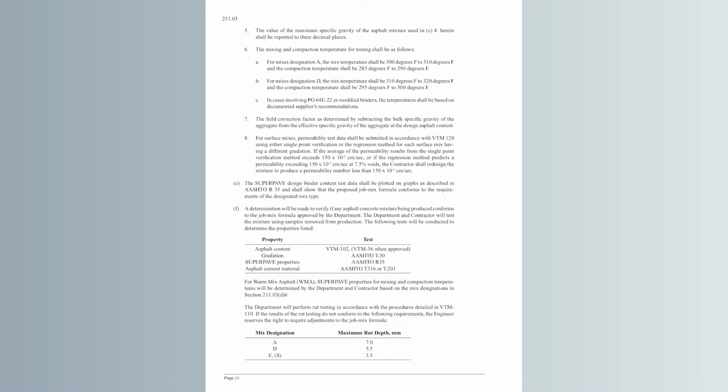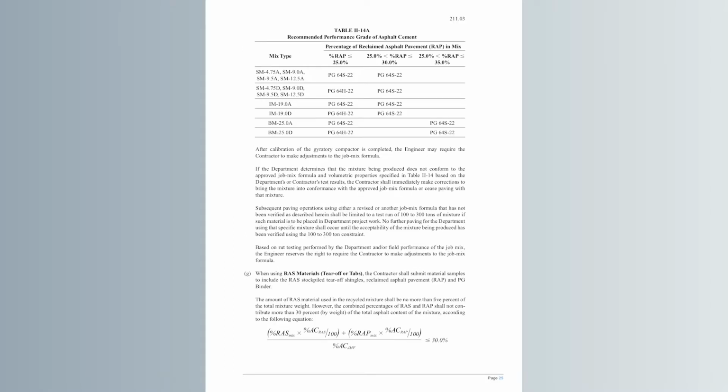It's determined by subtracting your bulk specific gravity of the aggregate from the effective specific gravity of the aggregate at your design asphalt content. That definition is extremely important to know. Letter 8 talks about your permeability for your surface mixes, and it needs to be done in accordance with VTM 120. Table 2-14A is our recommended performance grade of asphalt cement regarding mixes that have RAP in them.